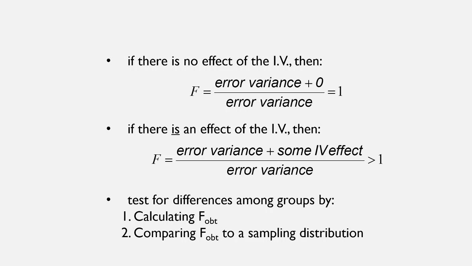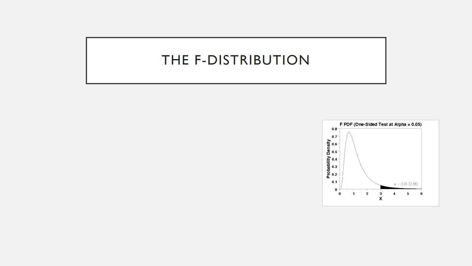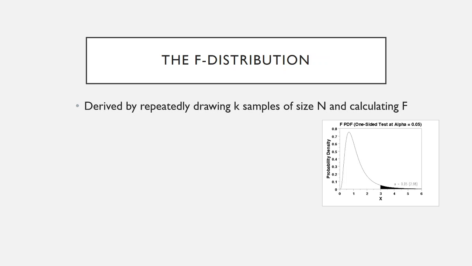You calculate your obtained F statistic and you compare it to your sampling distribution, just as we've done before. The F distribution, the sampling distribution that underlies the analysis of variance, looks a little bit different from some other sampling distributions we've seen that, for example, are symmetrical in shape. The F distribution is actually a little bit skewed.